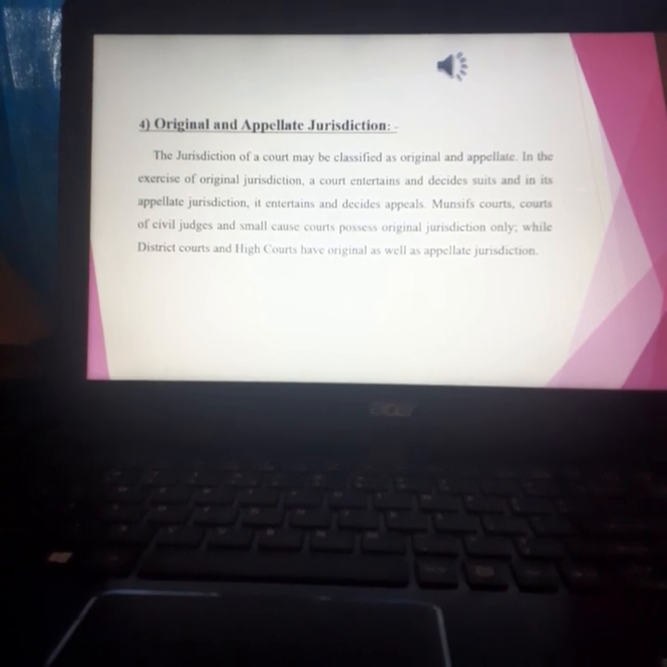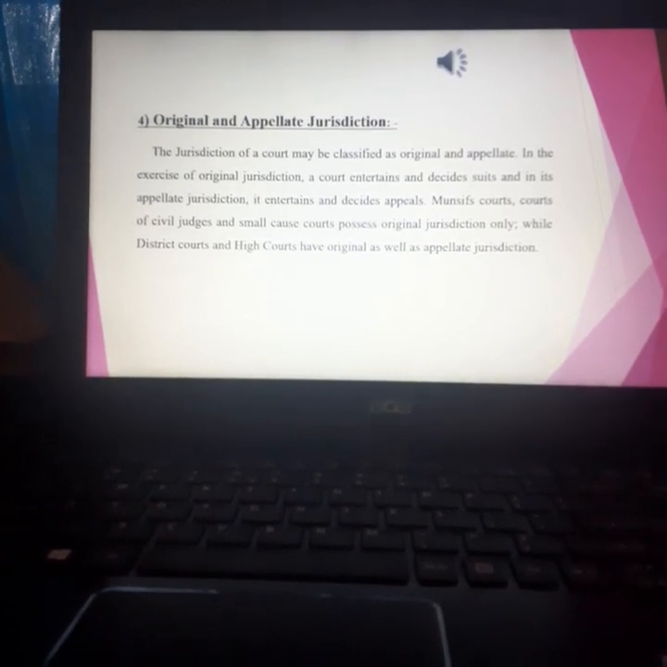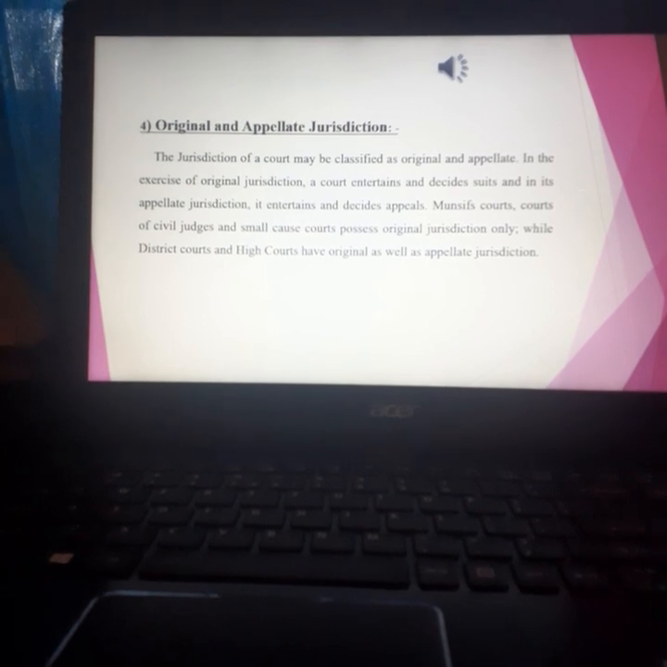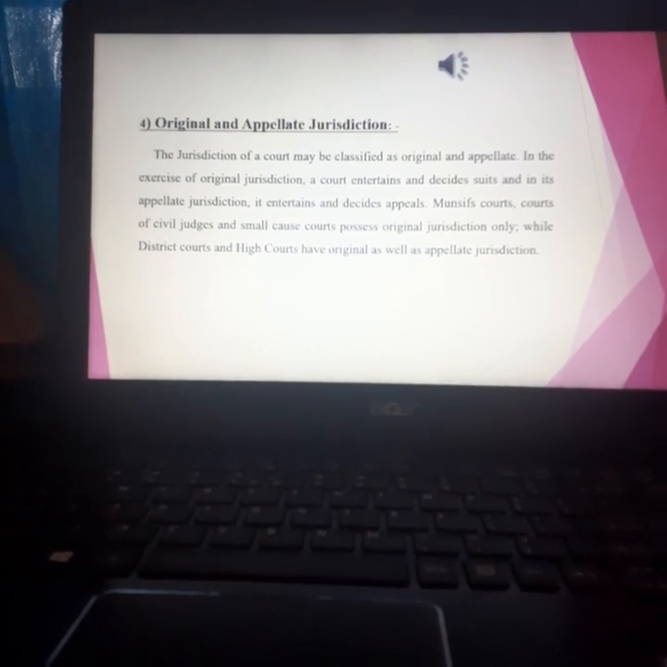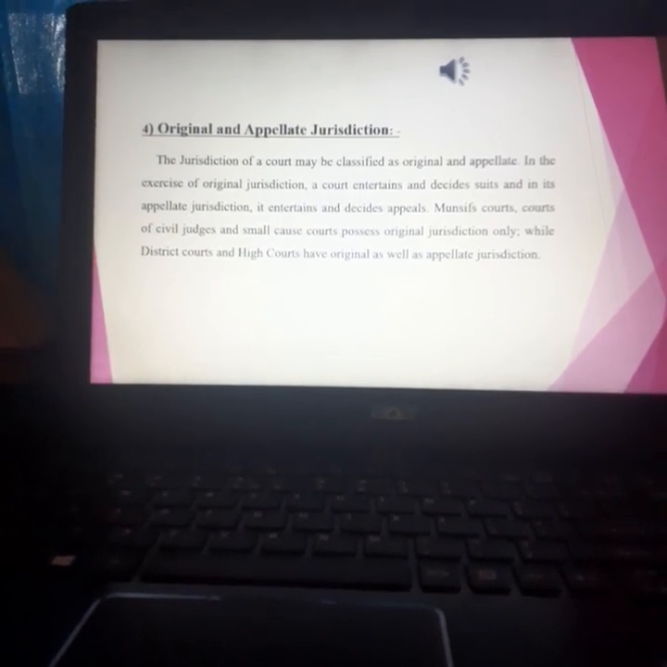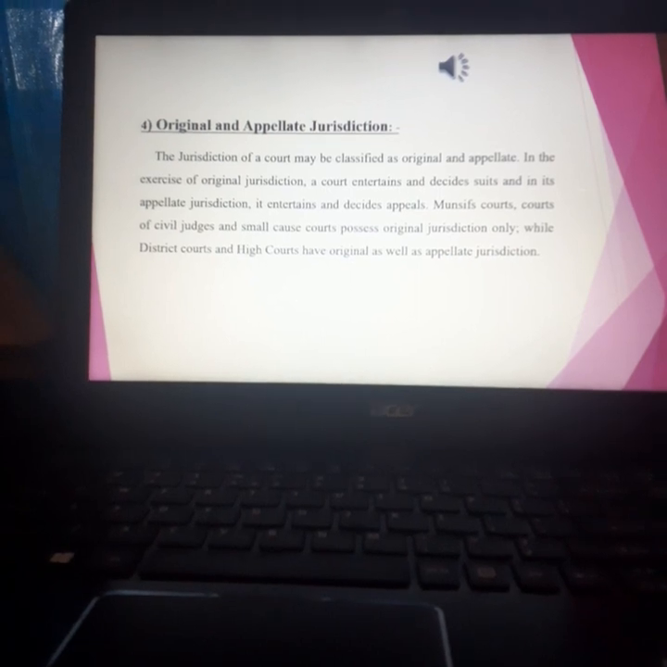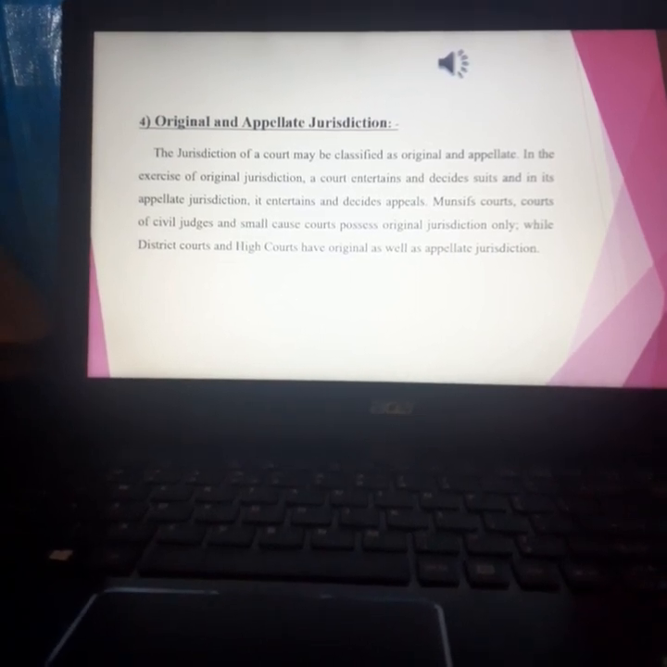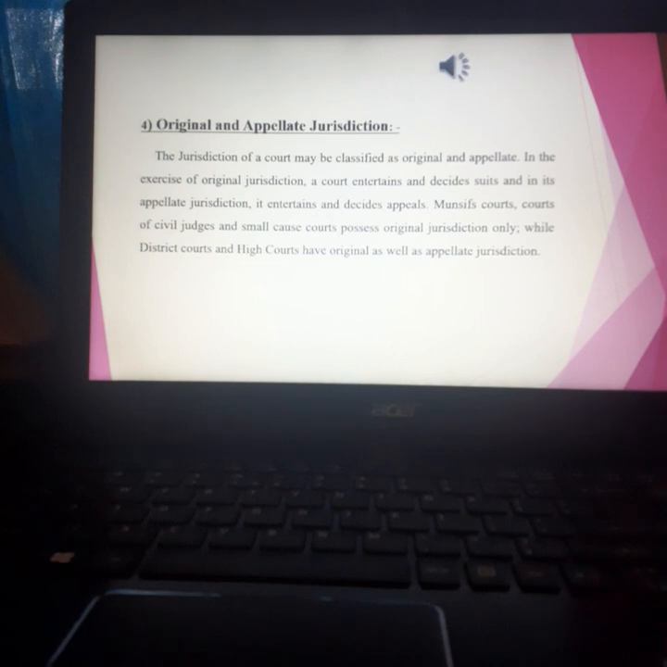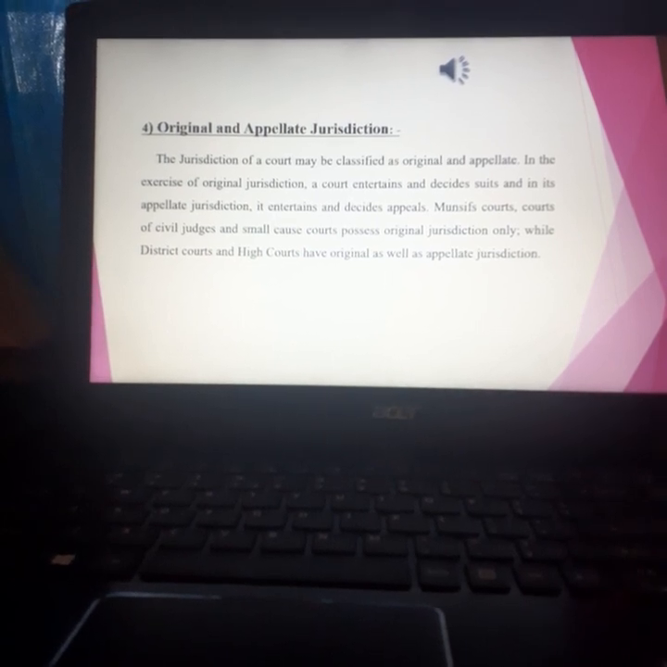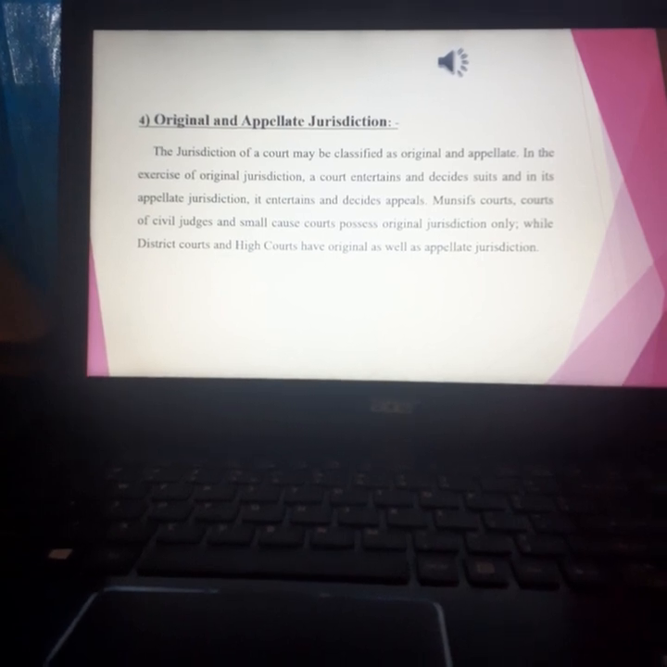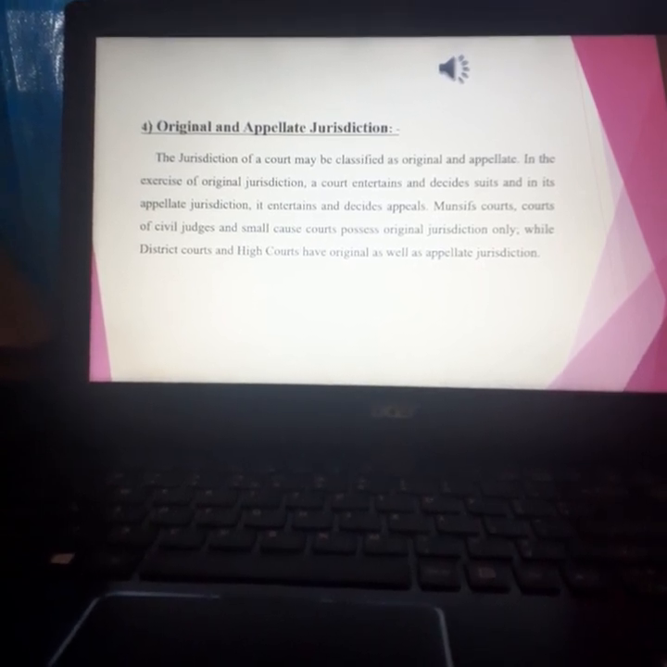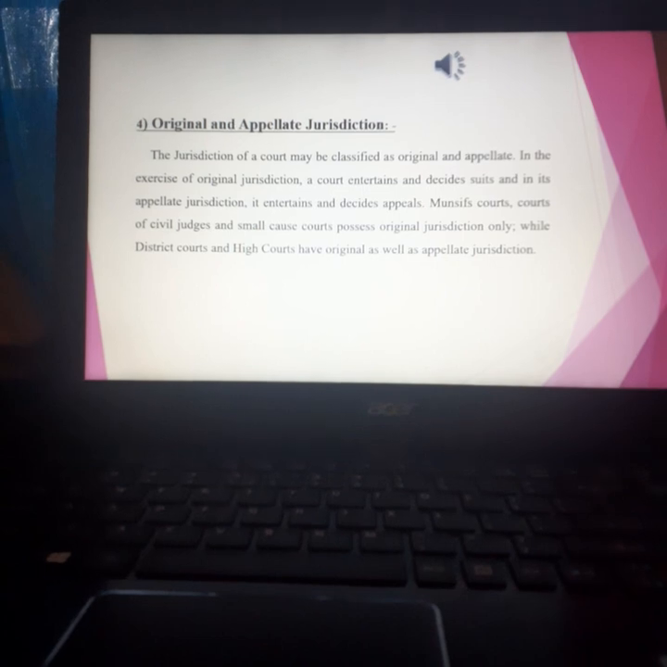Original and appellate jurisdiction. The jurisdiction of a court may be classified as original and appellate. In the exercise of original jurisdiction, a court entertains and decides suits, and in its appellate jurisdiction, it entertains and decides appeals. Municipal courts, courts of civil judge, and small causes courts possess original jurisdiction only, while district courts and high courts have original as well as appellate jurisdiction.